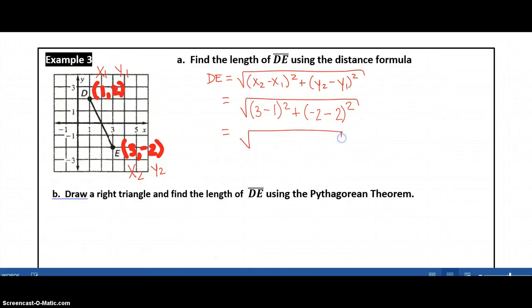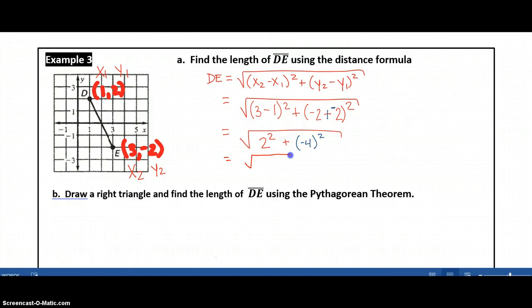equals, order of operations says to do your parentheses first, so 3 minus 1 is 2, so we have 2 squared, plus -2 minus 2. Now we can change that to plus a negative. And when we do that, -2 plus a -2 is -4. Notice I put that in parentheses because of the negative.